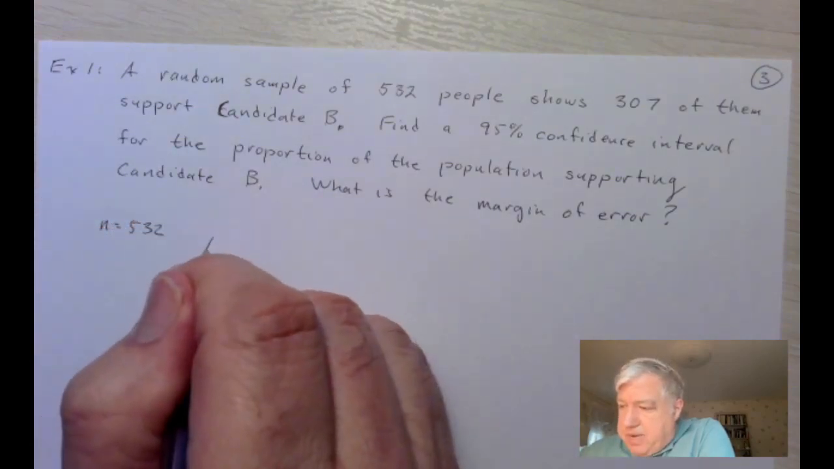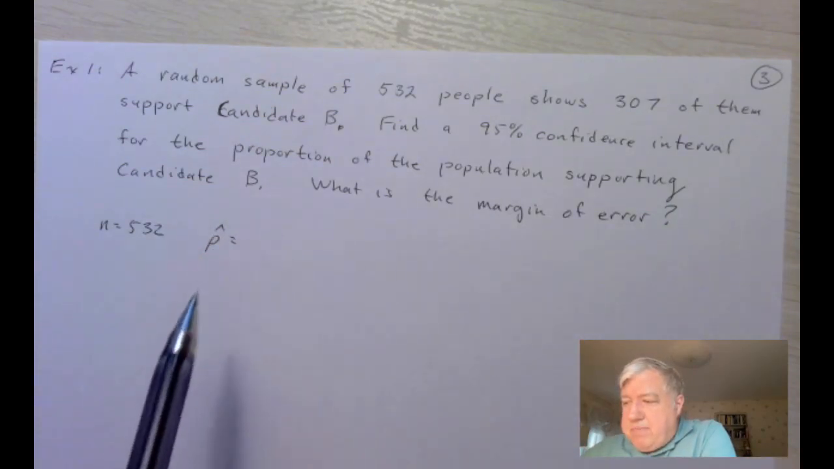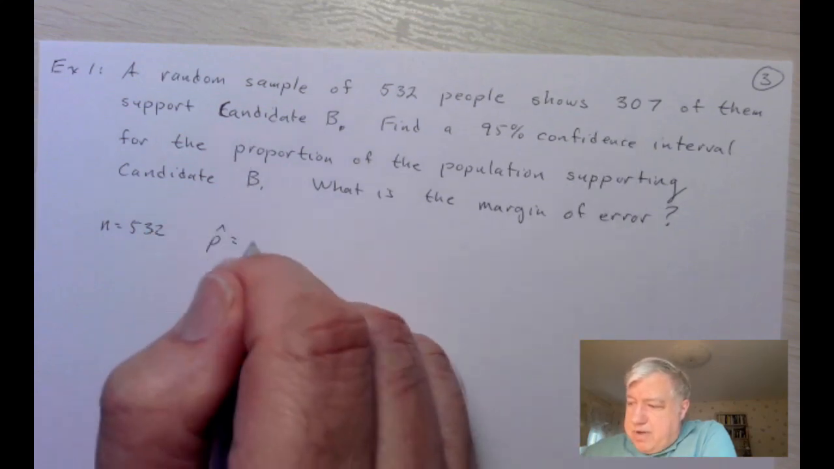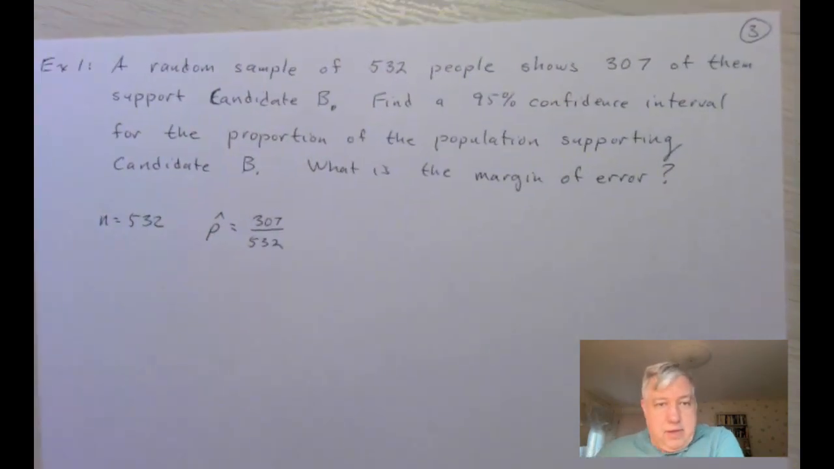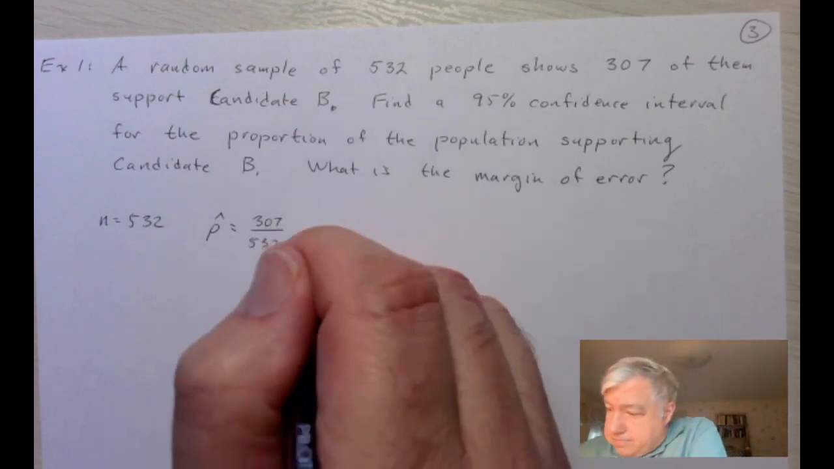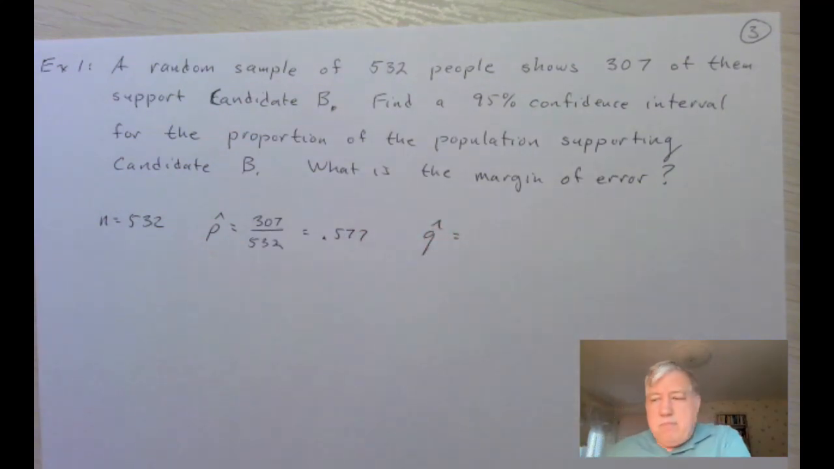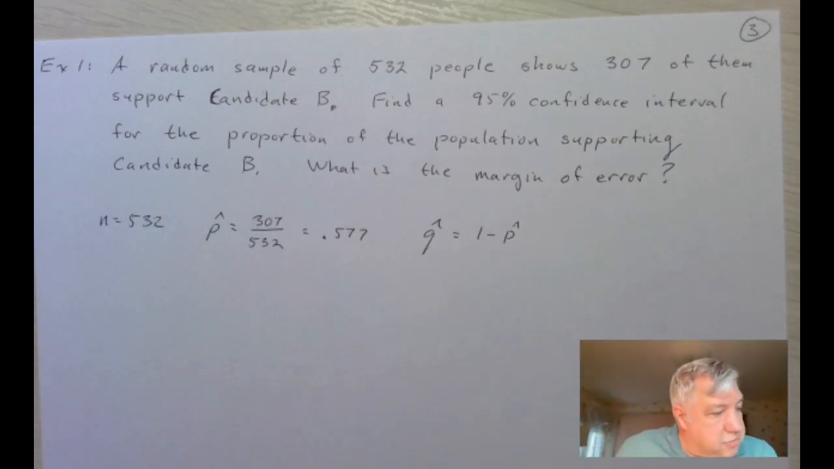Okay. And our p hat, we define p to be the percentage of people that support candidate B. So p hat from our sample would be 307 divided by 532. And this turns out to be 0.577. And then q hat is 1 minus p hat, which turns out to be 0.423.